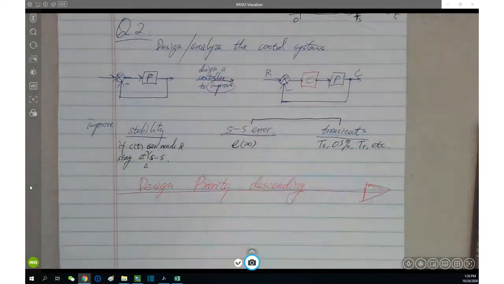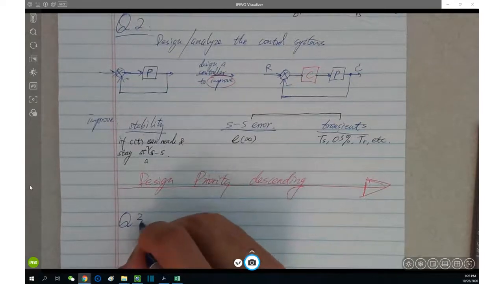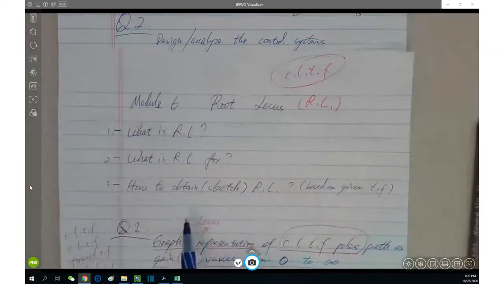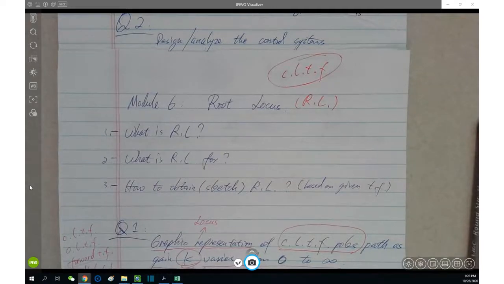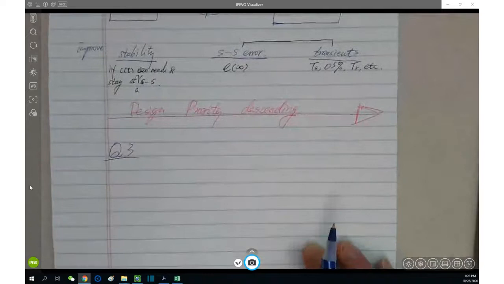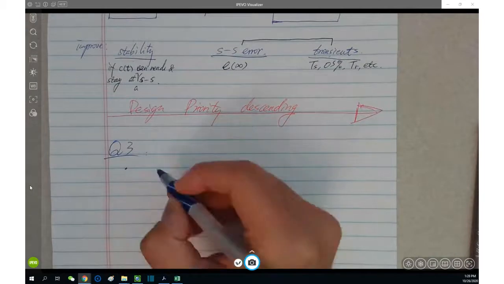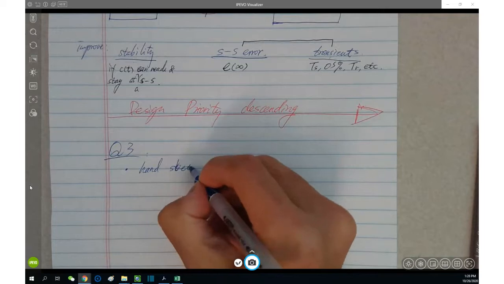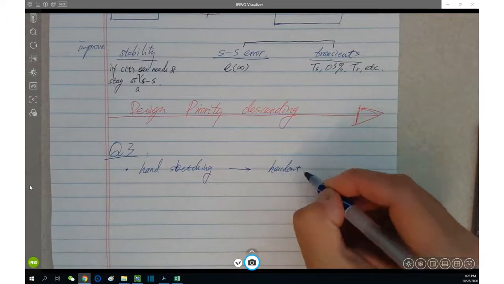Of course, this is module 7. More details we will see from module 7. The last question we need to answer, going back to here, is how to sketch a root locus based on the given transfer function. You have two ways to sketch the root locus. First one is hand sketching. We have a handout I have posted in the Canvas.